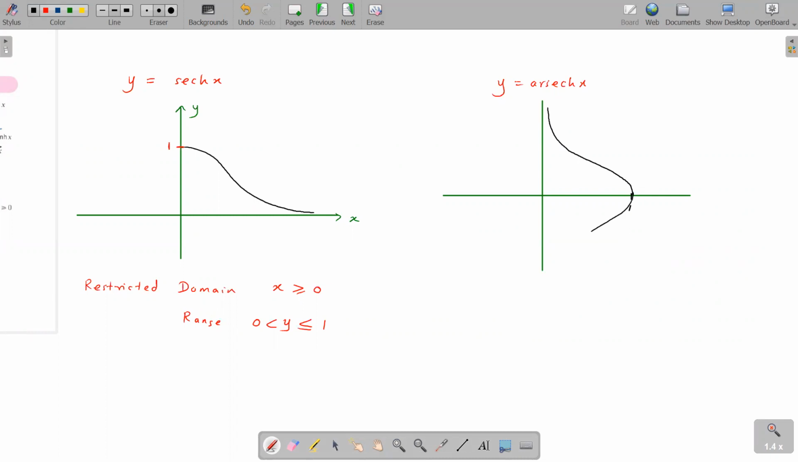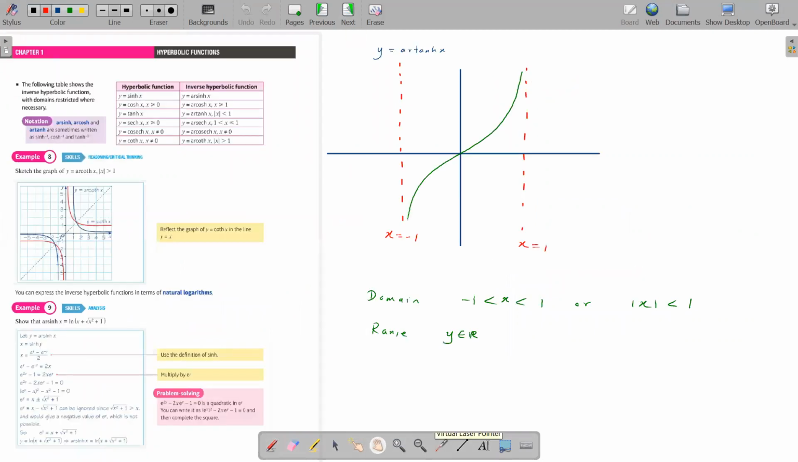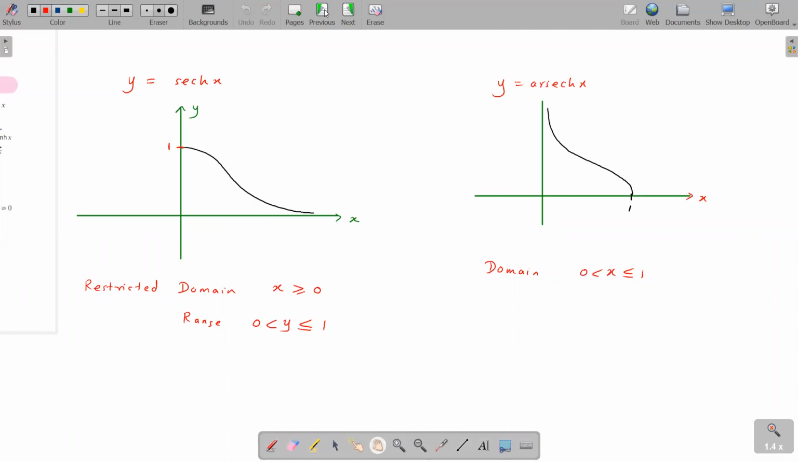All right, guys, the full graph would have looked like this, but we removed this part, right? So this is the R sech x graph. Are you with me? Then you can discuss the domain. The domain of the R sech x graph, clearly the x values you can see, are greater than 0 and less than or equal to 1. Right, guys, are you with me?